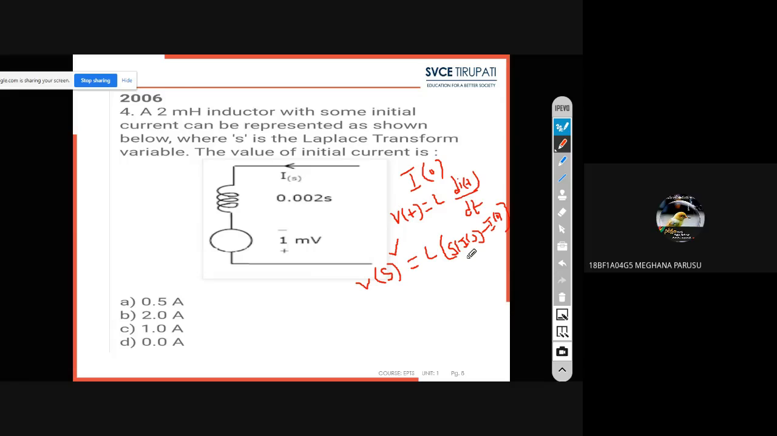Yes sir, the formula is clear. Now let us assume V of t is applied to this circuit. The equivalent Laplace of V of t is V of s. So all are in the S domain; I need to convert this t domain into the S domain. V of t is nothing but V of s. Now apply KVL in this loop.